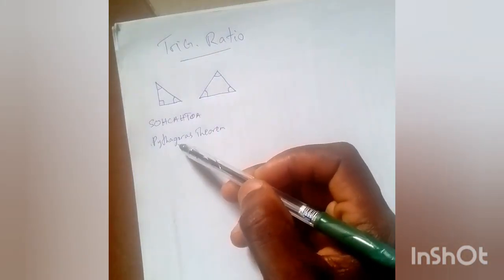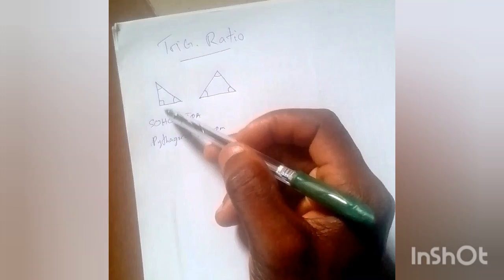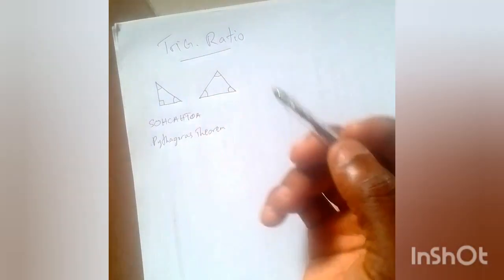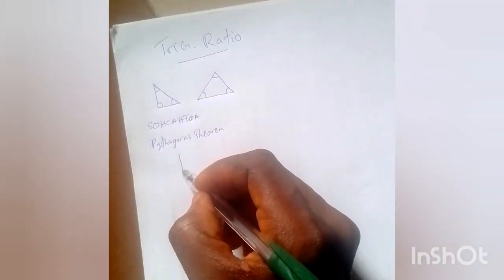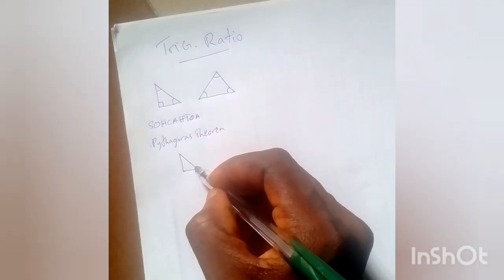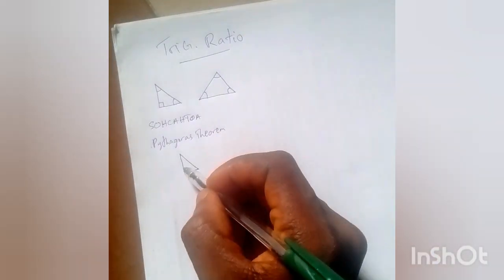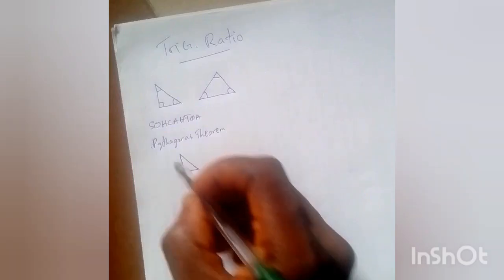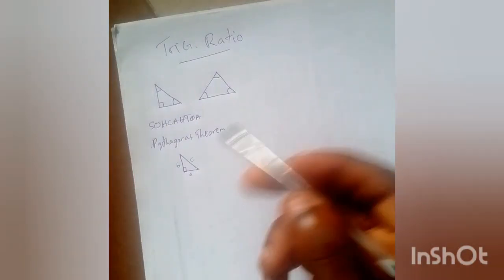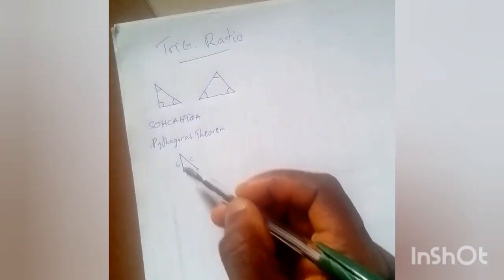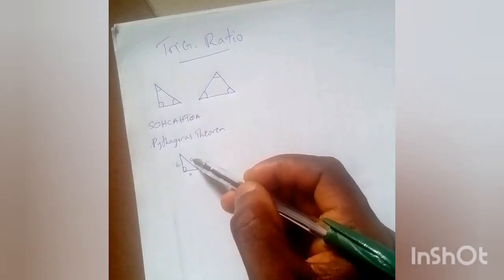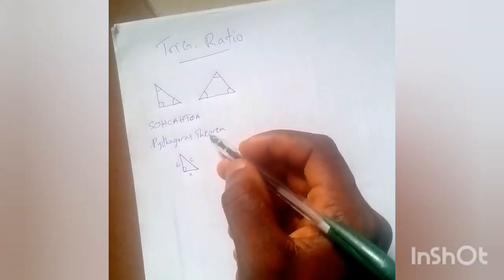Now we use the Pythagoras theorem to actually find the sides if two sides are given. So for example, if you have this triangle now, I'm going to tell you the sides that are there. You have side A, you have side B, and you have side C. Now, if you are given side A and side B, and you are looking for side C, then you are going to use Pythagoras theorem. And what is Pythagoras theorem?